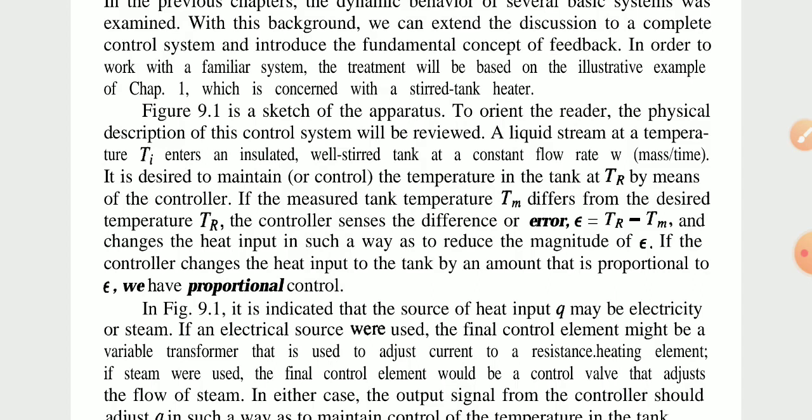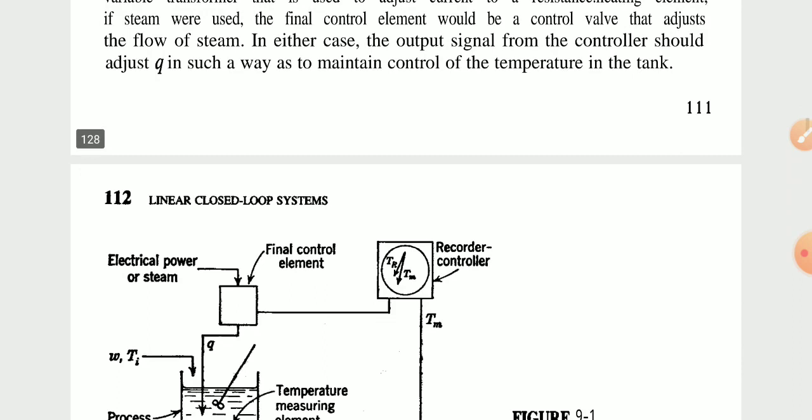If the measured tank temperature Tm differs from the desired temperature Tr, the controller senses the difference or error E, which is equal to Tr minus Tm, where Tr is the desired temperature and Tm is the measured temperature, and changes the heat input in such a way as to reduce the magnitude of E. If the controller changes the heat input to the tank by an amount proportional to E, we have proportional control. Now we will look at figure 9.1.